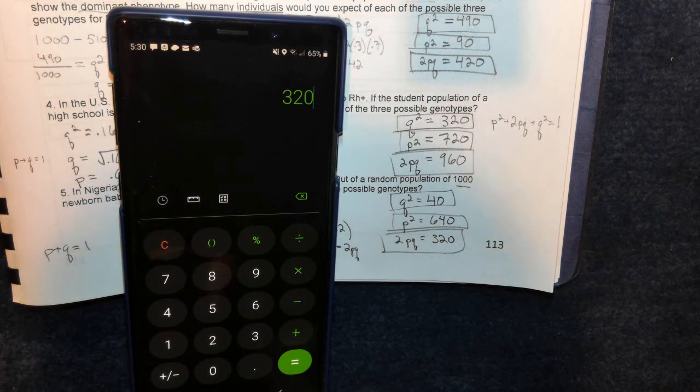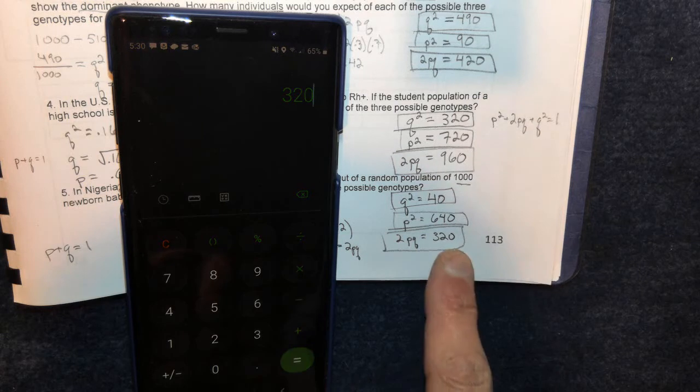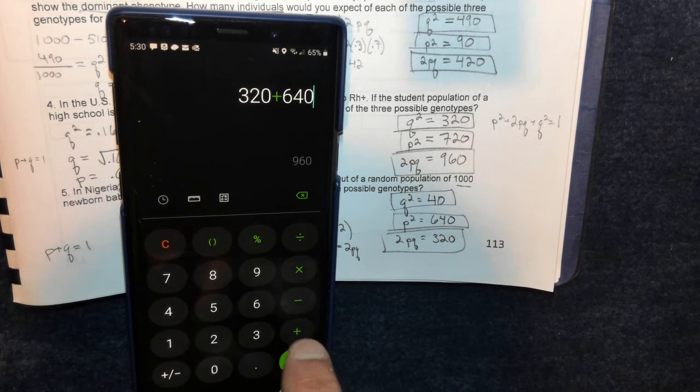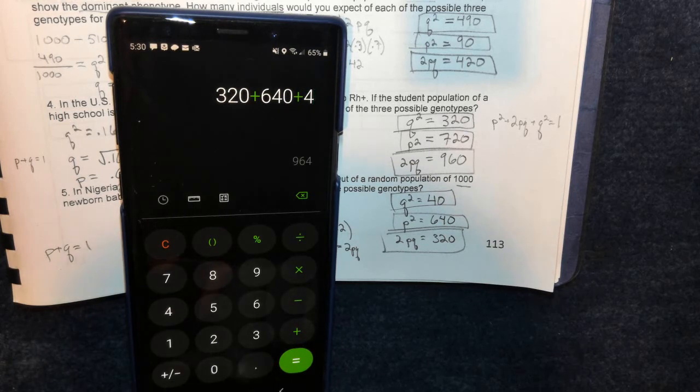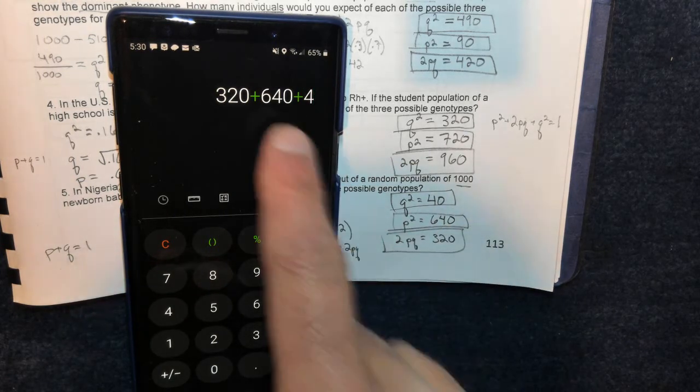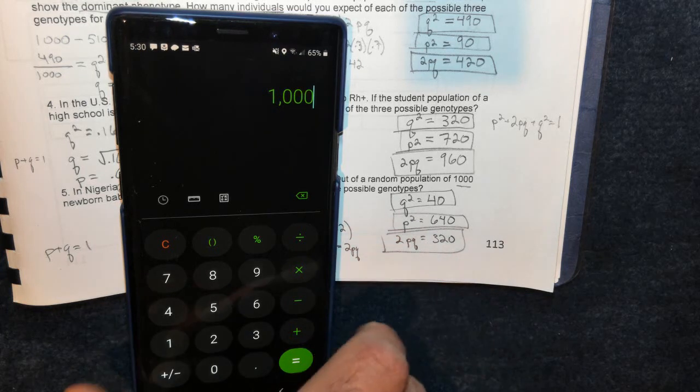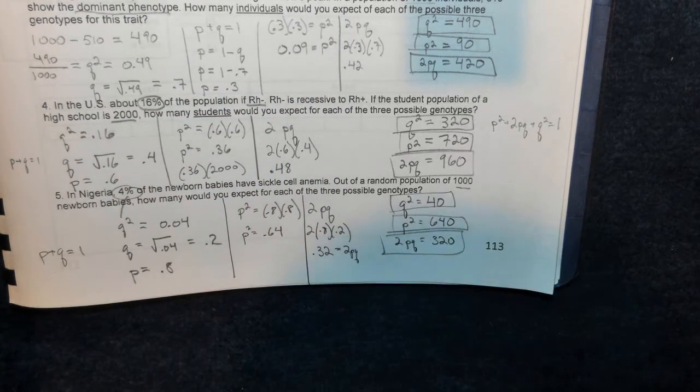Let's just finish this up. We have 320 heterozygotes. I'm going to add to that 640 homozygous dominant, and then 40 homozygous recessives. It should equal 1,000, and it does. So that should do it for all of this Hardy-Weinberg.